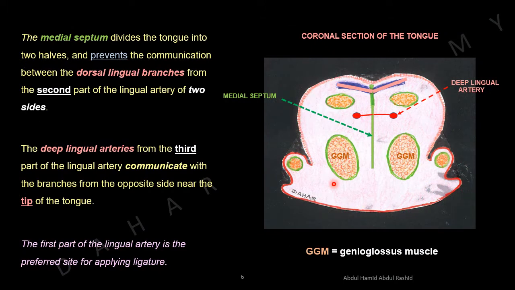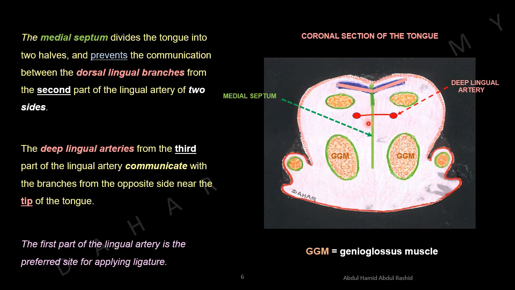This is the coronal section of the tongue. These are the extrinsic muscles. This is a pair of genioglossus muscle. This is a pair of styloglossus muscle. These are the intrinsic muscles of the tongue, superior longitudinal muscle. This is the median septum of the tongue, which divides the tongue into right and left halves.